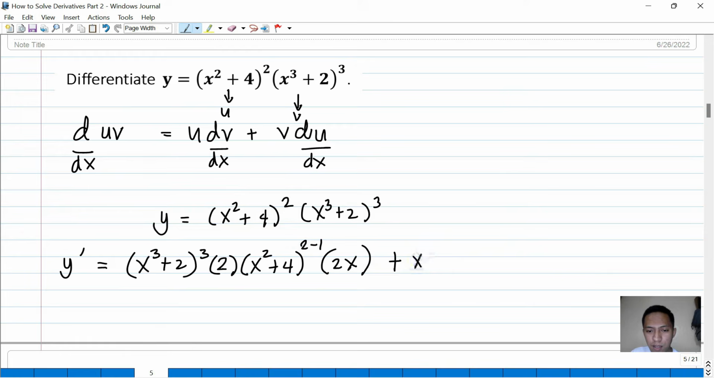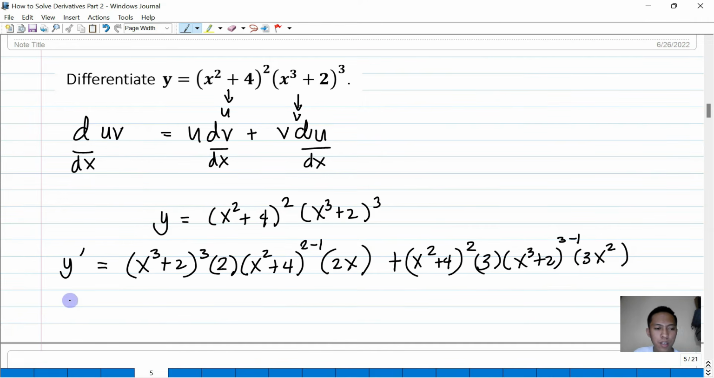Then plus, copy the first expression. We have here (x squared plus 4) squared, and differentiate the second expression. So, salitan lang sila guys. So, you have here, bring down 3, that is the exponent. Okay. Copy the inside function x cubed plus 2. Subtract 1 to the exponent, that is 3 minus 1. Then differentiate the inside function x cubed plus 2. So that is 3x squared. Okay, bring down 3. And the derivative of 2, that is 0. So that is just 3x squared.